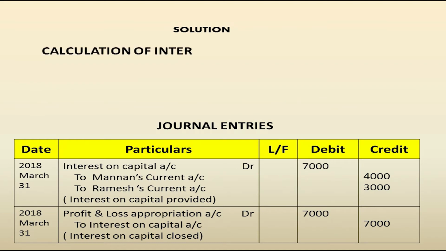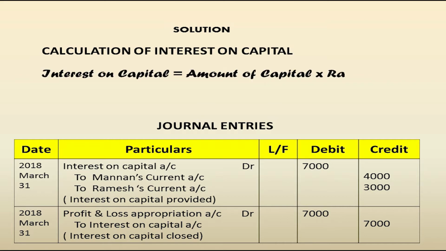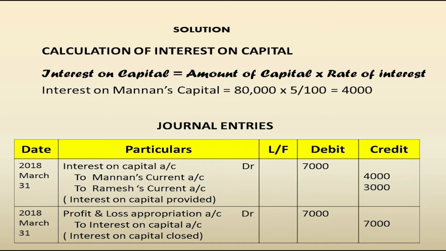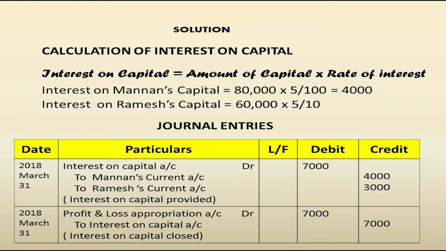On top we write calculation of interest on capital. Then we write the formula. Interest on capital is equal to amount of capital into rate of interest. Then interest on Manan's capital, which is 80,000 into 5 by 100, that is 5%, gives us 4,000. Then interest on Ramesh's capital, 60,000 was his capital into the rate of interest, which gives us 3,000.